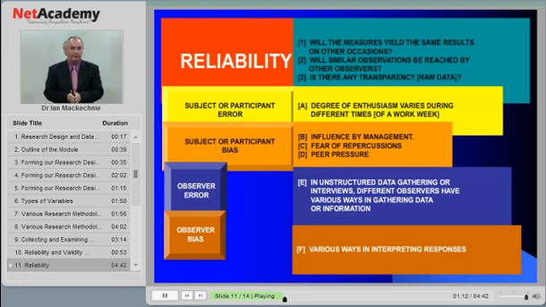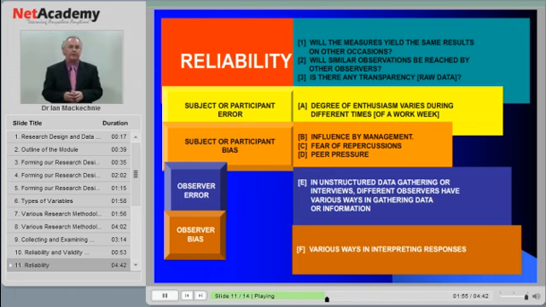We've given some examples here of subject or participant error. For example, we might find that people's enthusiasm for what they are doing may be different at different times of the week. We might find that people work differently on a Wednesday, midway through the week, than they do on a Monday when they've just got back from the weekend and are just getting back into their job, or on a Friday when they're winding up, getting ready for the weekend. So the level of enthusiasm might be quite different.